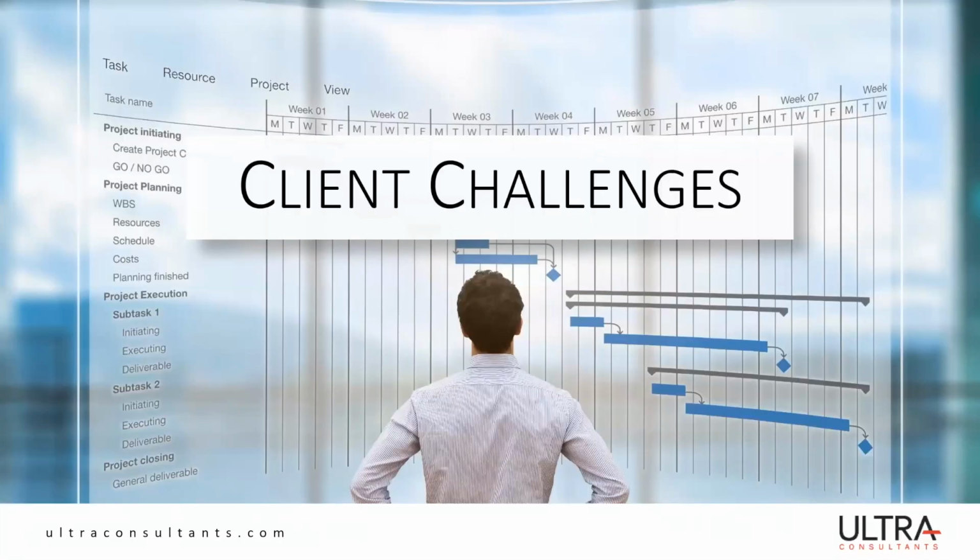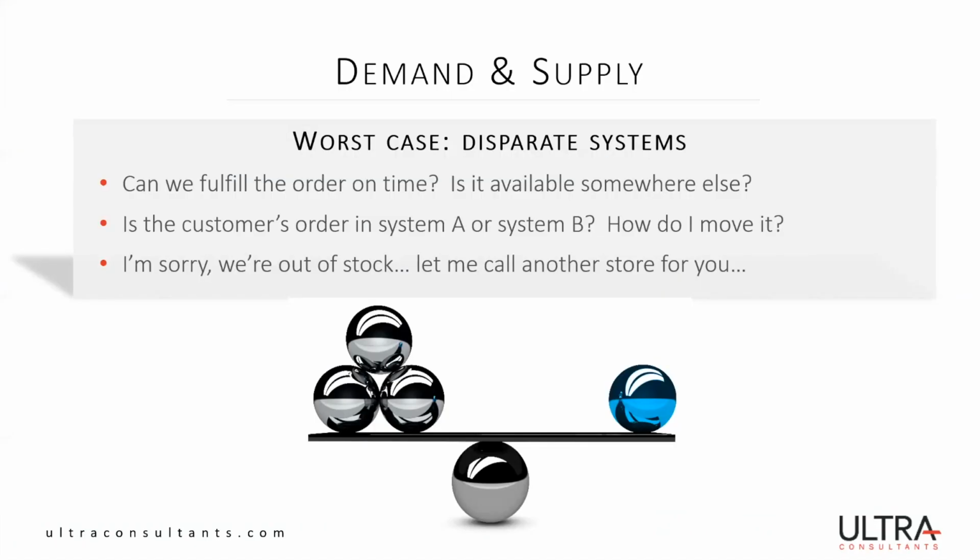clients. So let's take just a couple seconds here to discuss some of those specific challenges that we see frequently in the field. When we talk about these disparate systems, what we really end up with is a break between our demand and our supply. These simple questions: could we fulfill the order on time? If I can't get it from here to the customer, could I potentially source it from somewhere else? Is the customer's order in system A or B when they call me? If I look you up by phone number or maybe a customer number, I don't see you in my system.